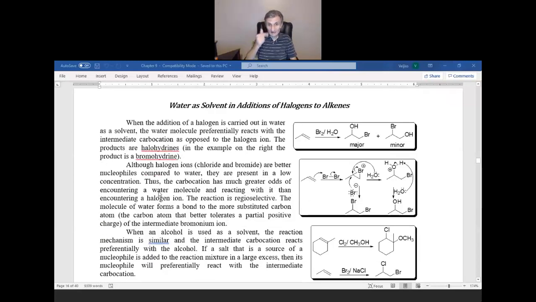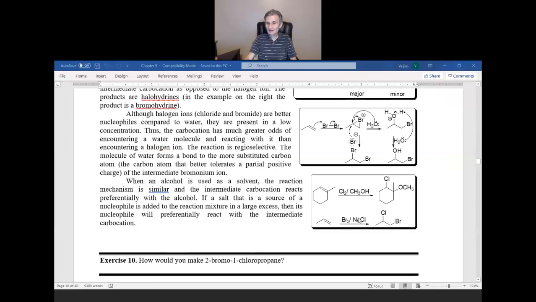If we use water as a solvent, then things could become a little bit problematic, because water is a nucleophile and water would add, and we end up with mixed addition. So hydroxyl group adds to one carbon and halogen to the other. Now we can actually add two different halogens, bromine and chlorine. So we can mix them.